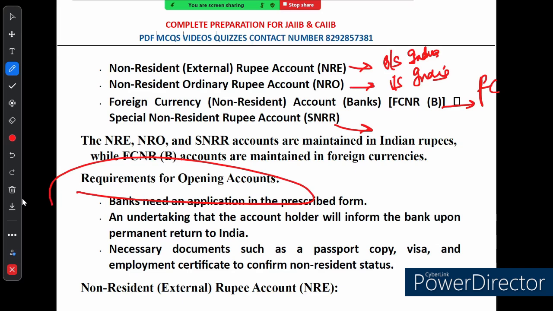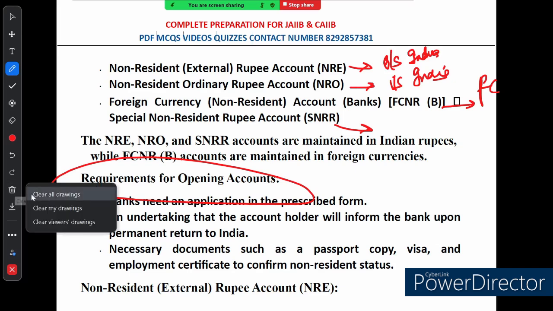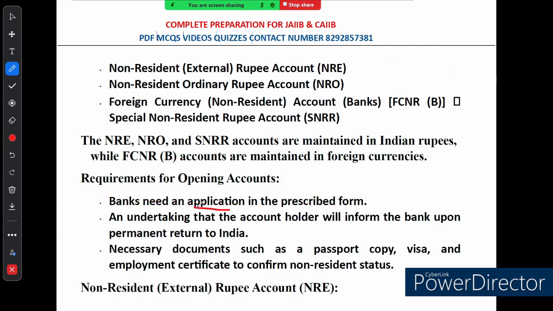So we have just discussed the different types of NRI account in India. Now we will talk about the requirements for opening this account, with a special focus on the NRI account. To open any NRI account, the bank usually needs a few basic things. The first thing is the application form, that is, the application in the prescribed form. First you will need to fill out an application form. This form is provided by the bank and it is designed to gather all your necessary details.